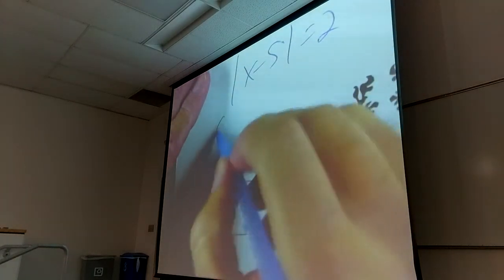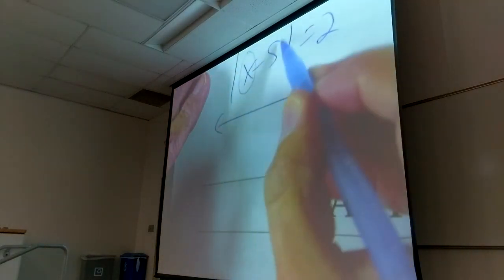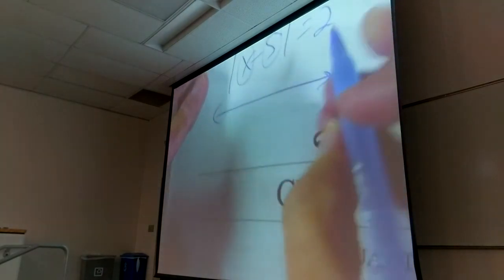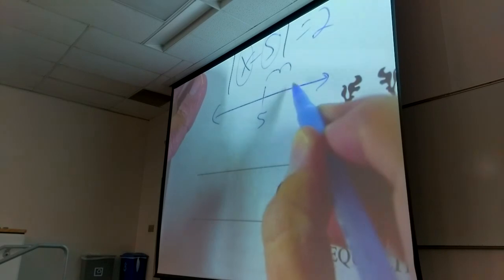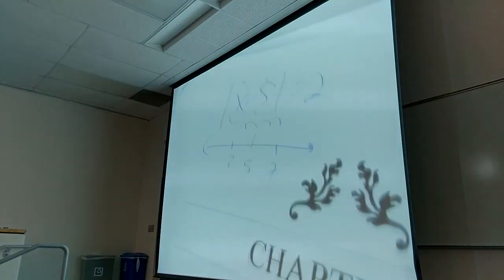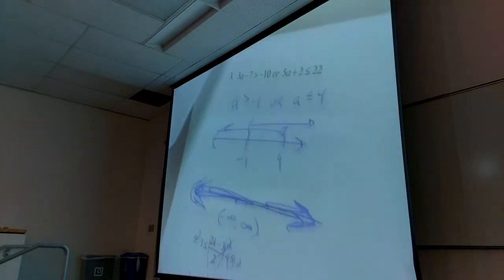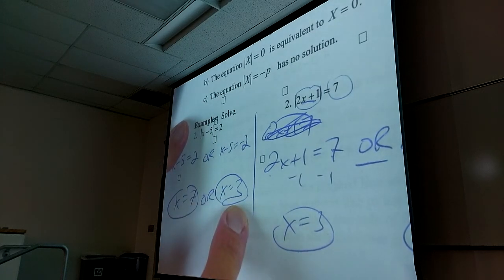But watch this. What this is saying is, the distance between some number and 5 is 2. Well, what's 2 away from 5? If I go up, what's 2 away from 5? 7. If I go down, what's 2 away from 5? 3. And, of course, the answers we got were 7 and 3. That's another reason to see why those answers make sense.